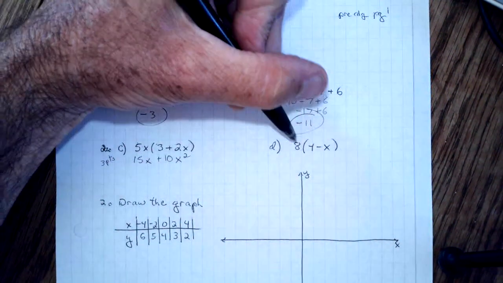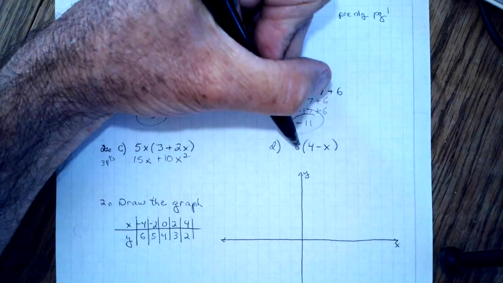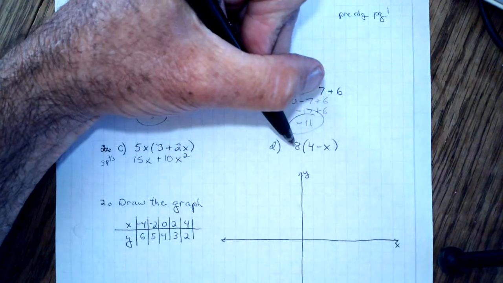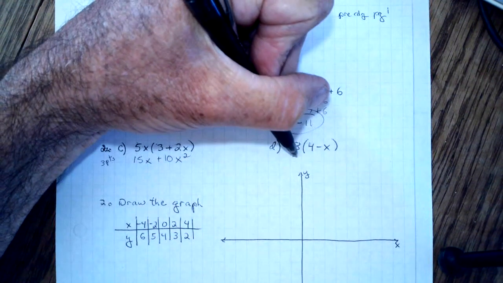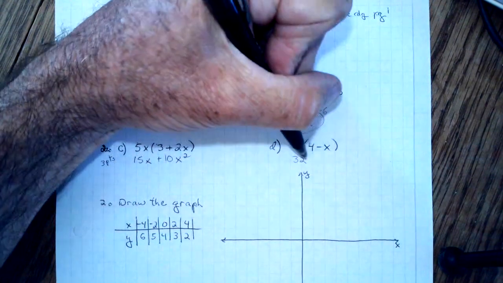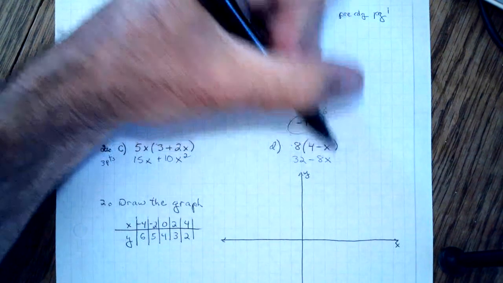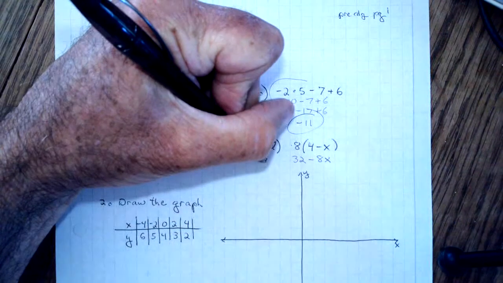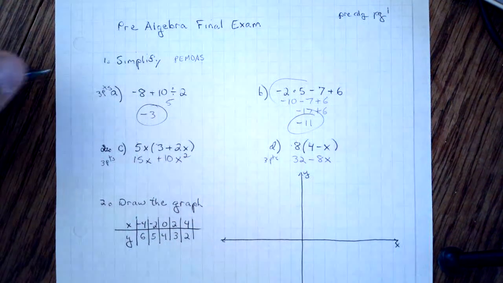The last one, 8 times 4 minus x, distributive property. 8 times 4 is 32. 8 times -x is minus 8x. So that's it, 3 points. So that's a total of 12 points for the first question.